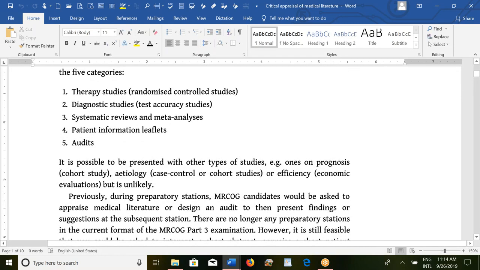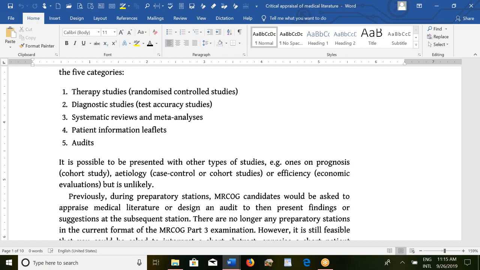So critical appraisal questions will basically be in one of 5 categories. They will ask you about therapy studies like randomized controlled trials, then diagnostic studies where we want to see whether the test is accurate or not, then systematic reviews and meta-analysis, because meta-analysis gives us the highest level of evidence which is based on systematic reviews, and it's critical to differentiate between these two types. Then patient information leaflets that we did before, and audits.